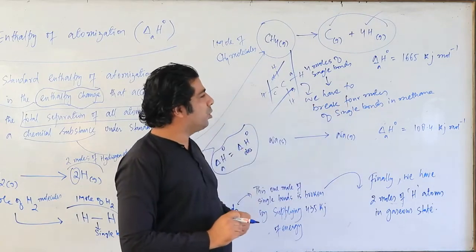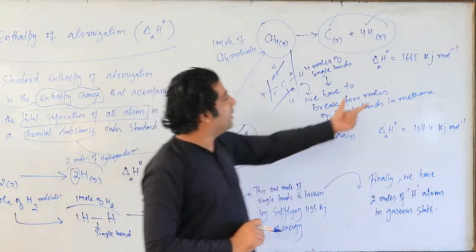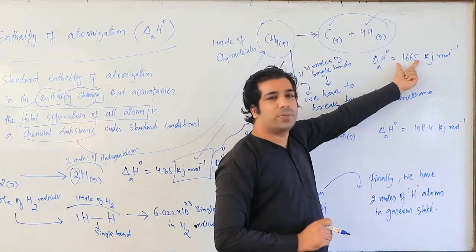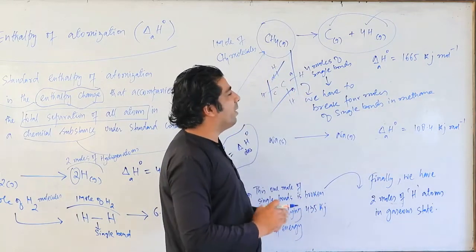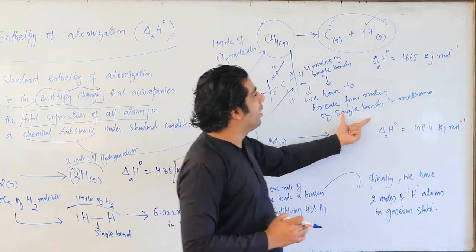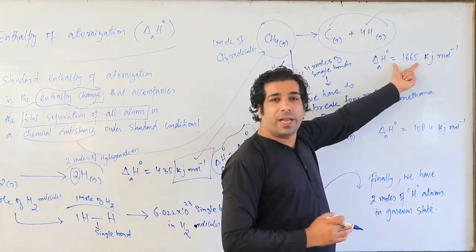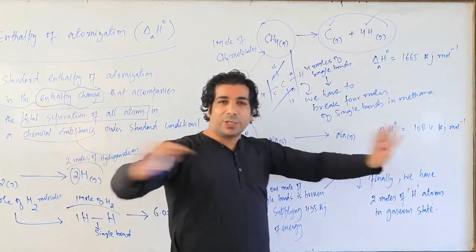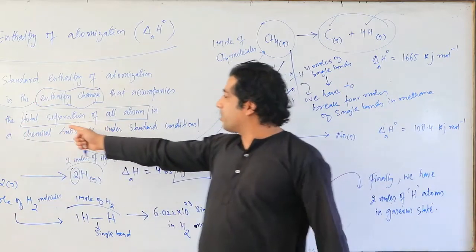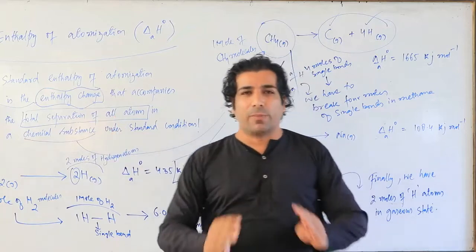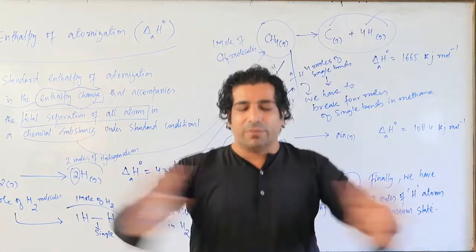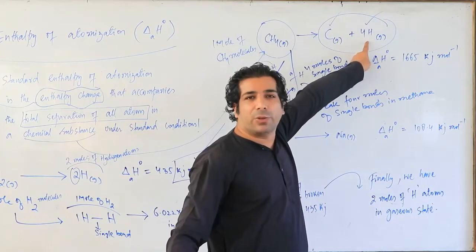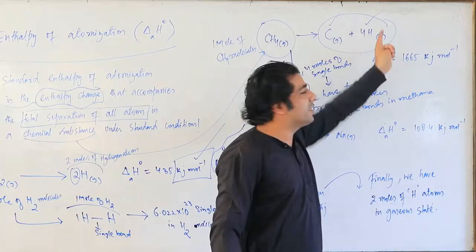When we break 4 moles of single bonds in methane, how much energy is required? 1665 kilojoules per mole. That means we have to break 4 moles of single bonds in methane, and we require this much energy. And finally, what will happen? This methane will separate into atoms, because that is our topic, total separation of all the atoms from a molecule. So from methane, we will separate all the atoms. We have separated carbon, we have separated 4 hydrogens, and they are in the gaseous state, my dear friends.